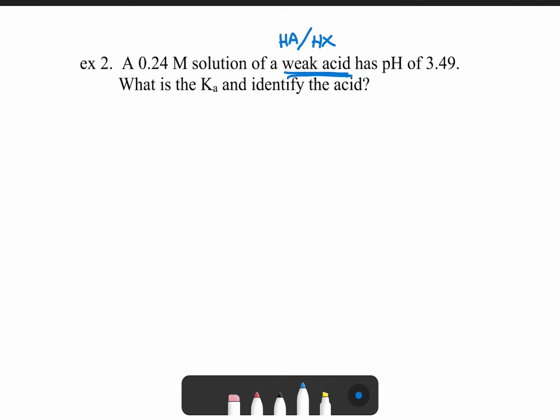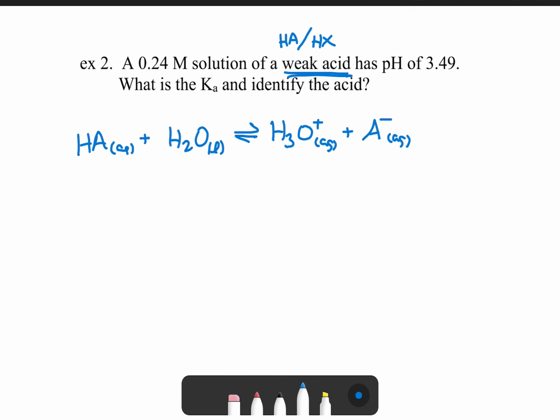And using HA for our unknown weak acid, we can write our Bronsted-Lowry equilibrium, and knowing that it is a weak acid, it will exist in equilibrium. Also knowing that it is a weak acid, we can set up an ice table. We're told the initial molarity is 0.24.